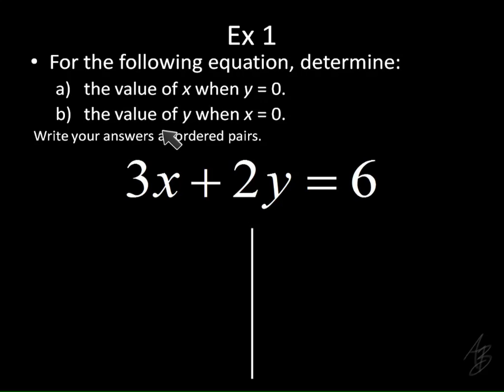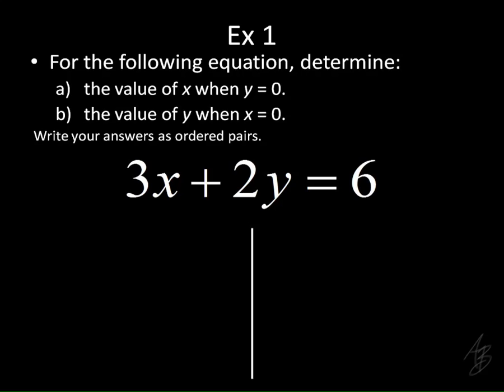And then we want to find the value of y when x equals 0. So when we do that, we're going to put 0 in for x and then solve for y. Alright, so we're going to do this both ways. We're going to put 0 in for y first, and then we're going to put 0 in for x second. So let's go ahead and do this together.